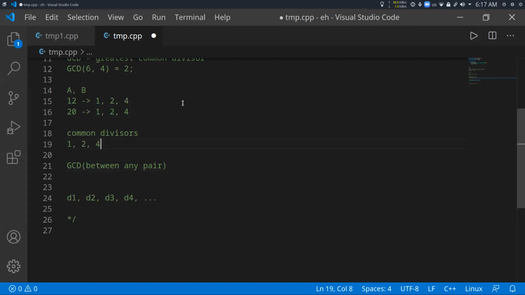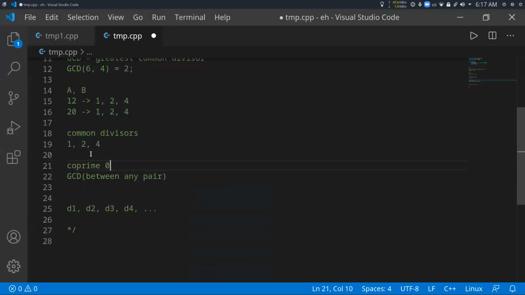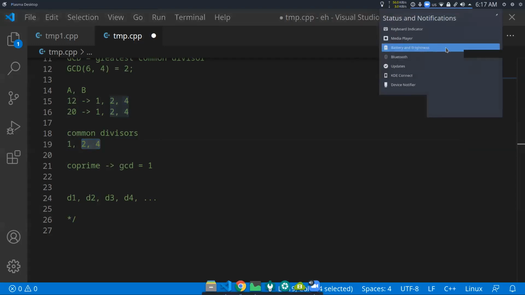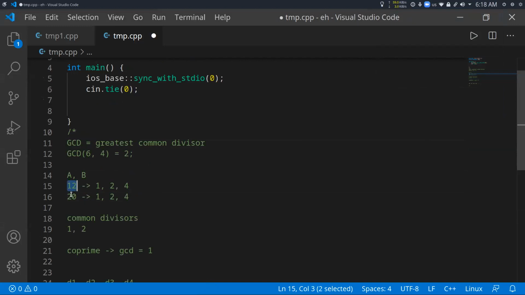Here any two chosen divisors must be coprime. Coprime means that the GCD equals 1. So to satisfy this condition, it's clear that we cannot choose these three common divisors, because the GCD between this pair is not 1. GCD between 2 and 4 is 2, actually. So we will remove one of them, like we'll remove 4. So these two are enough. The answer for this input, which is 12 and 20, should be 2.